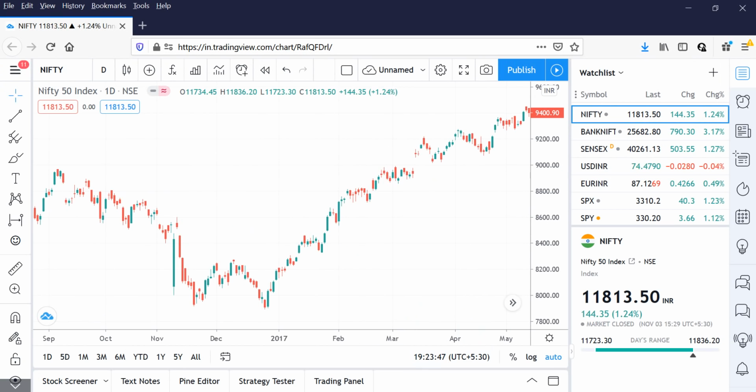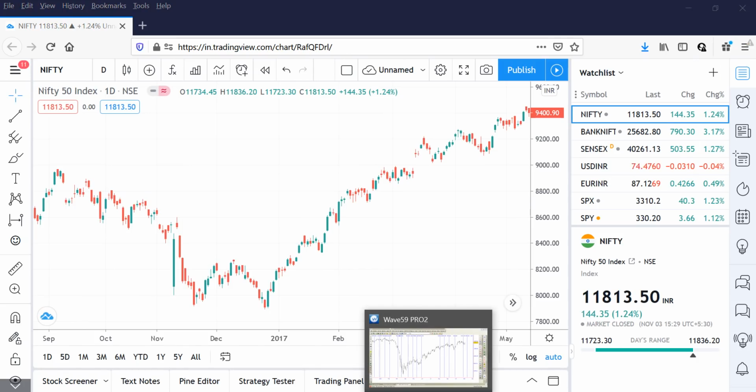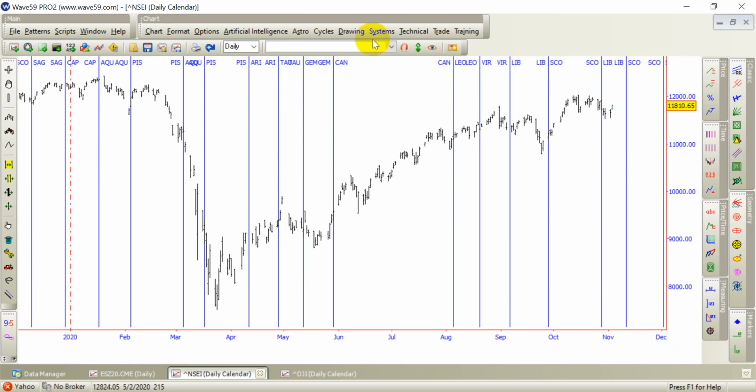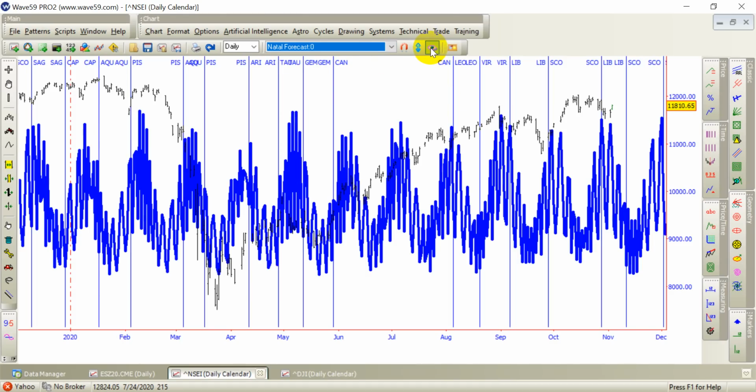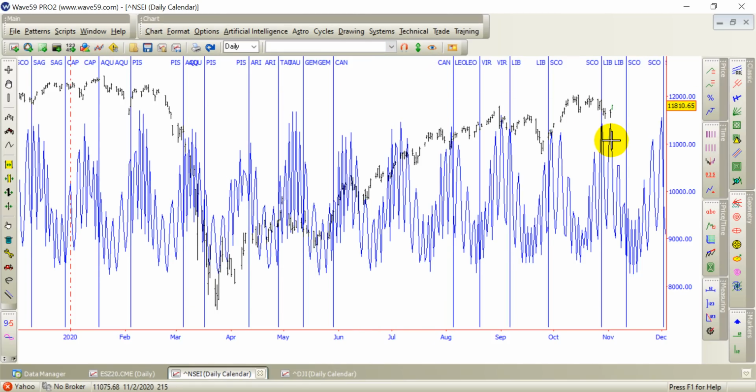Now, I'll show you something which I call a natal forecast. So this is the chart of Nifty, and this is the natal forecast on Nifty's chart, which generally gives us what kind of moves we are going to see. What it suggests is we can make a top in either the next 1 or 2 days, and from there we should see a sustained downtrend. Till 5th of November, we should see a good fall, then a small rally.